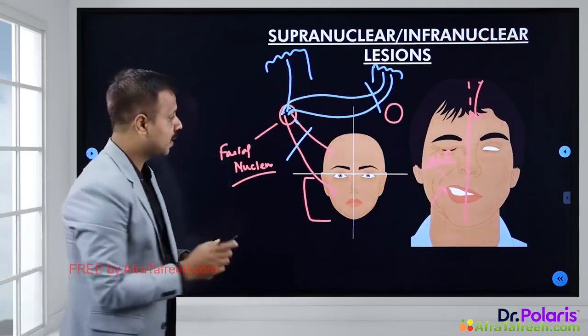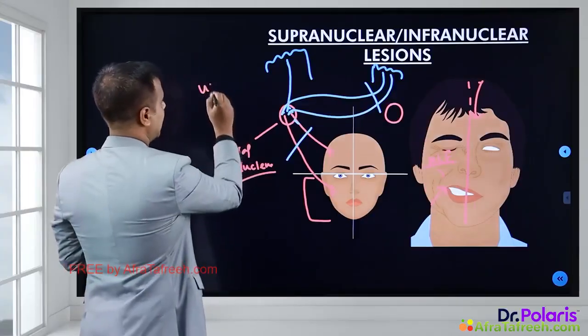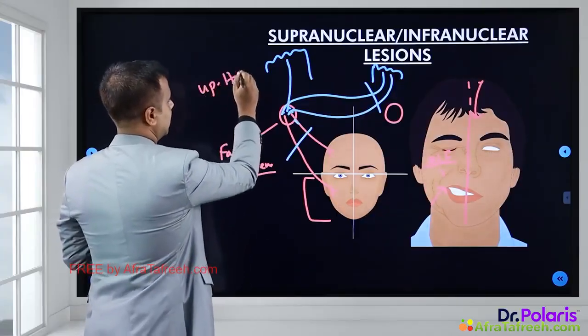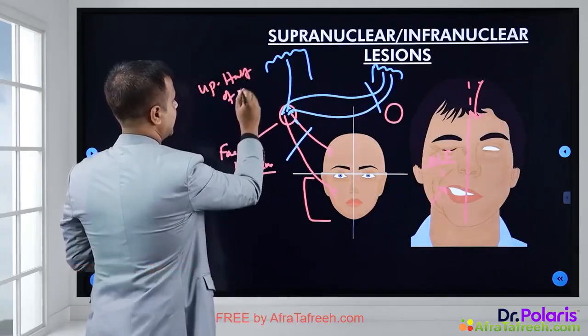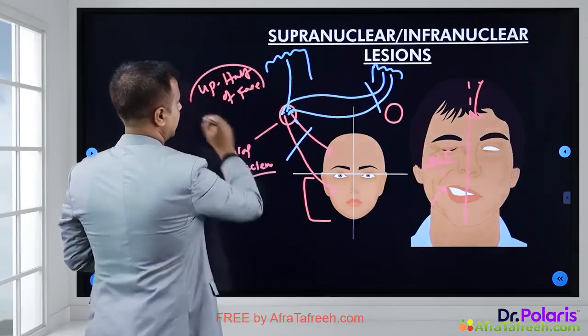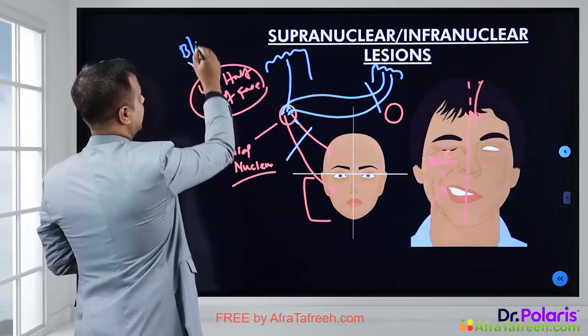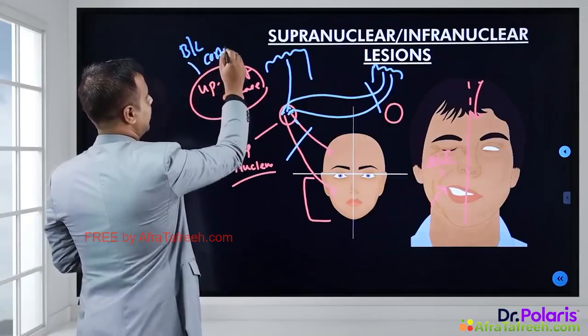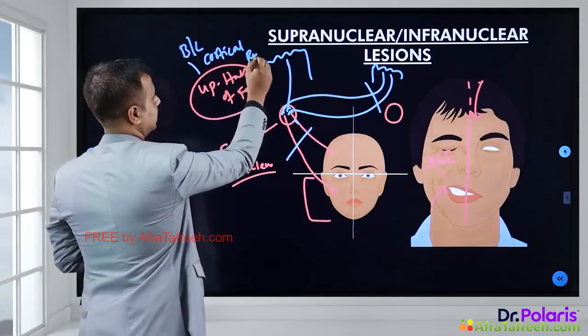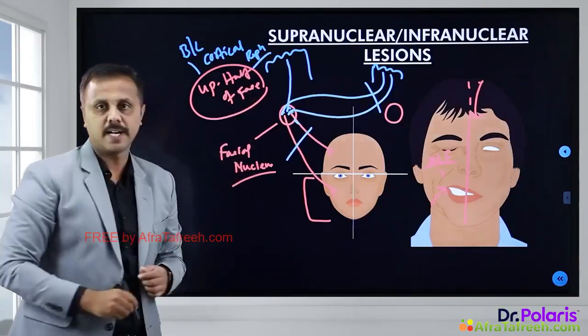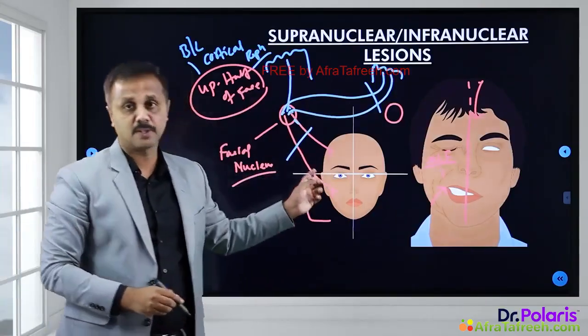In simple terms, what we can say is, the upper half of the face has bilateral cortical representation, right? It is controlled by upper motor neurons of both the sides.